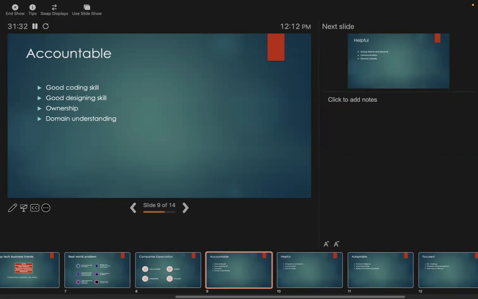Since you are starting, probably if you are having experience, how many people are having experience of more than 2-3 years in IT? Or everyone is how much? Okay, cool.